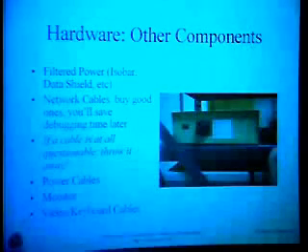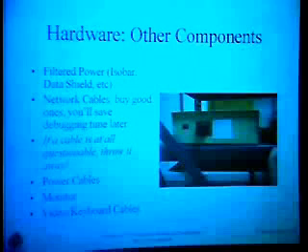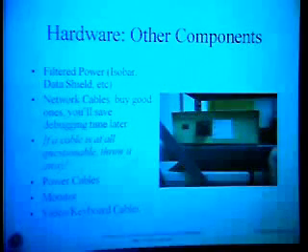For other components, you want filtered power to every one of your computers. You don't want to have the possibility that some power spike is going to blow out 16 of your machines. So you can buy an isobar type thing, which we've got strewn about the room. We use these things all the time.